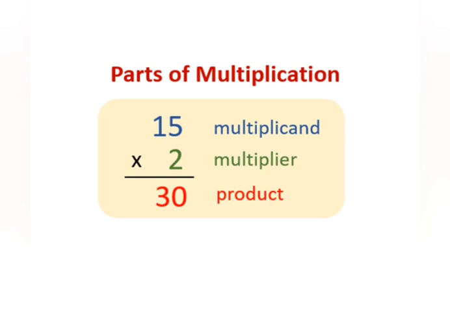Multiplicand. Let's go with the green. Multiplier. Repeat. Now let's go to the red one. Product. Now the 30 is in red. We say product. So what's this? What's the blue color part?